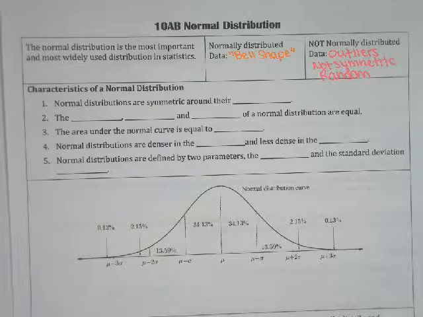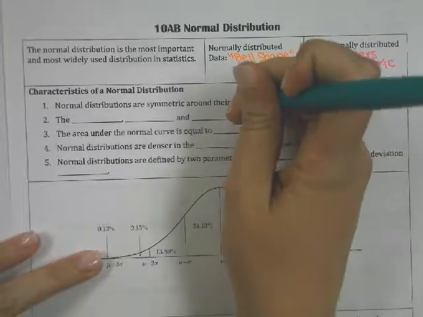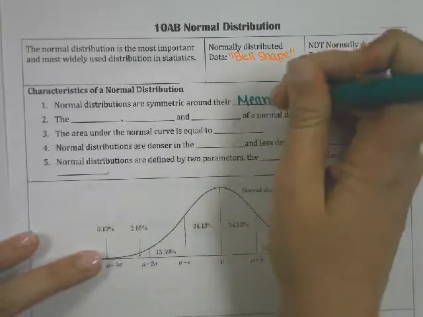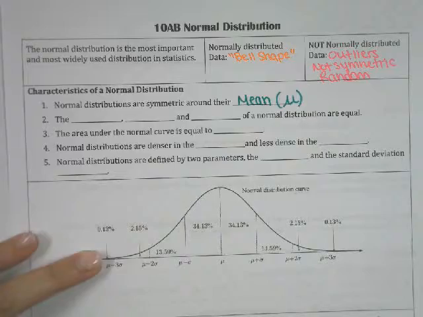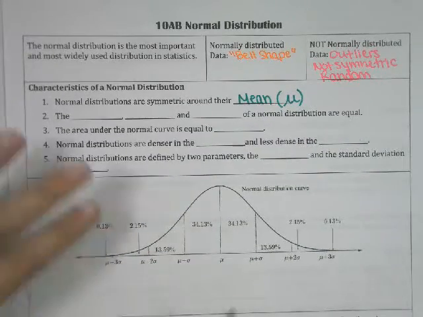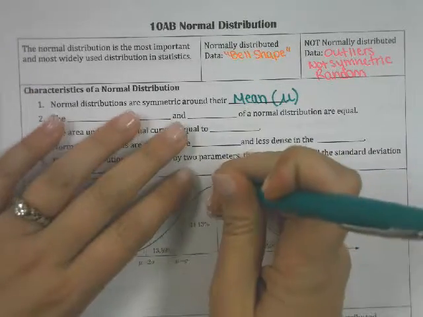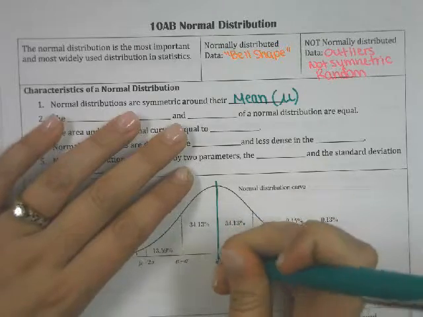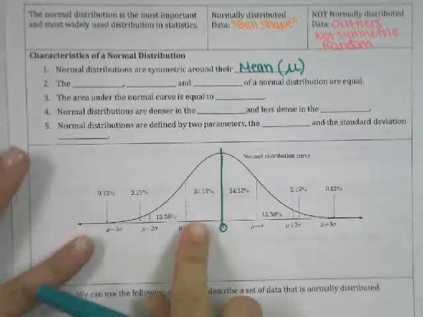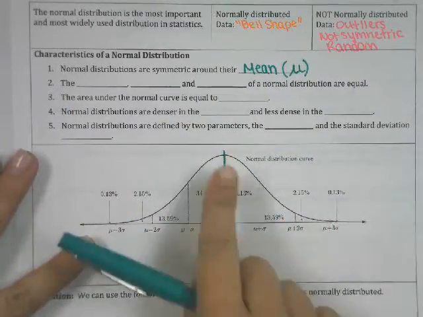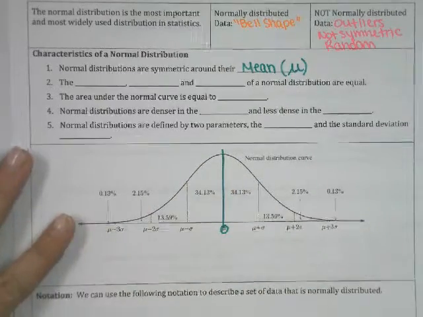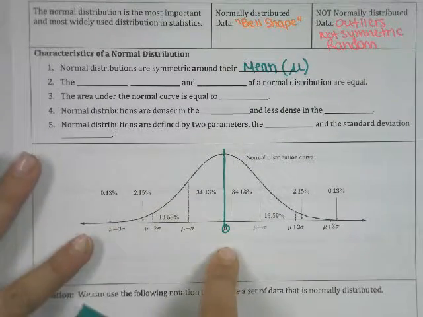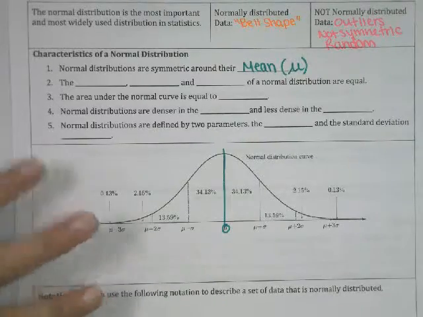So the normal distribution is symmetric about the mean, which is mu, that little guy there. It's like a U with an extra tail. So this value here, the center, is the mean, the mu. And you can see we have the same amount of data on both sides. It's normally distributed. It's symmetric across this line.